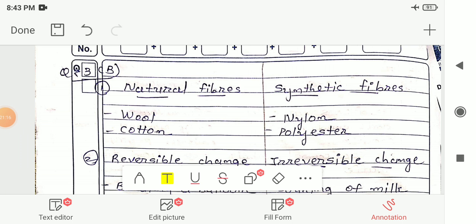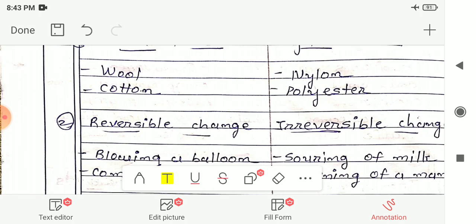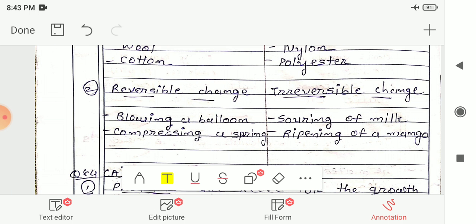Here the answers for the first classification are given to you, that is classification between natural fibers and synthetic fibers. You have to write the classifications like this. And next, the second classification is given to you, that is between reversible change and irreversible change. So till now we have solved up to question number 3B.